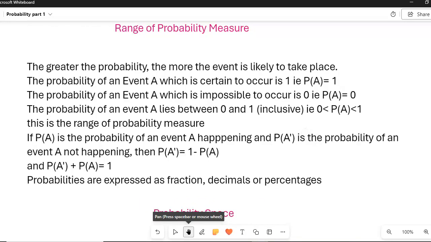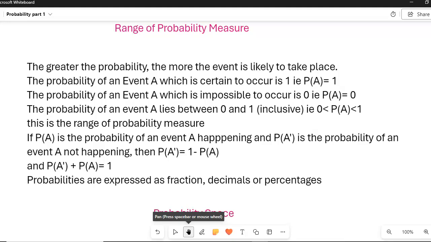Our next point is the range of the probability measure. The greater the probability, the more likely the event is to take place. The probability of an event A which is certain to occur is 1, that is, P(A) = 1. If we know something is going to occur, we say the probability of that event occurring is 1.